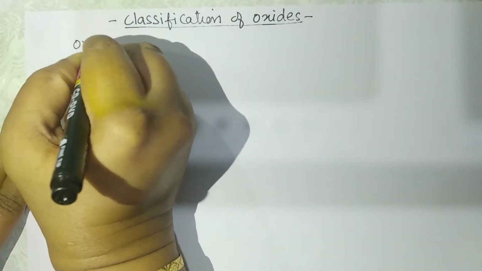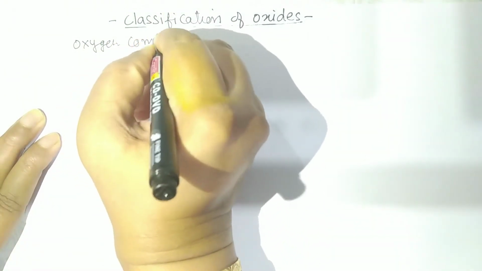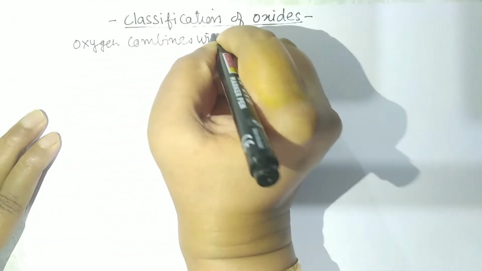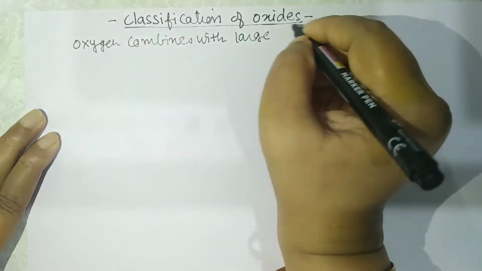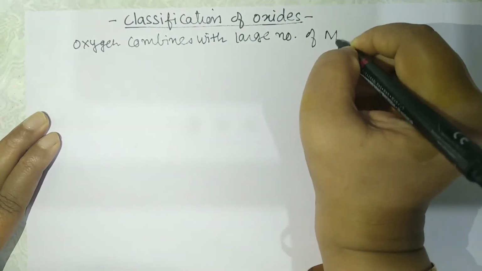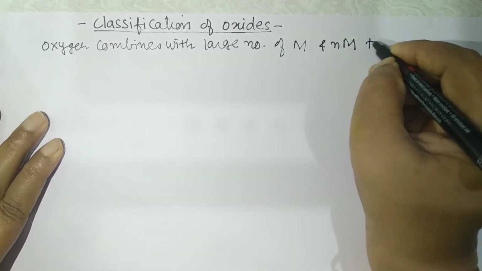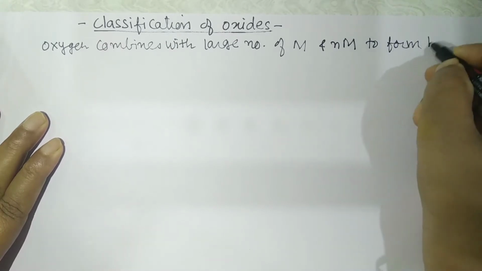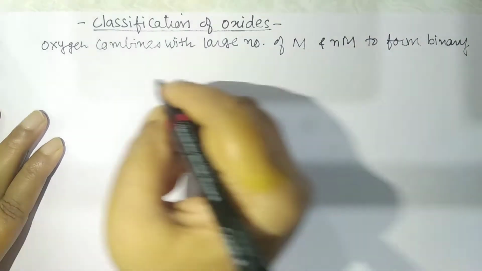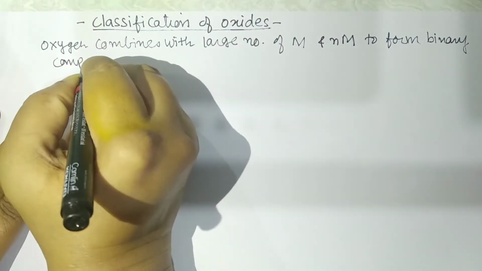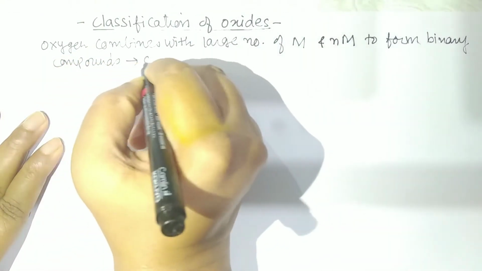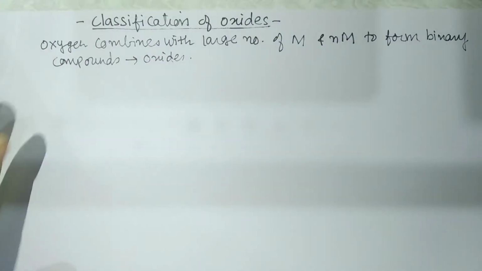Oxygen combines with a large number of metals and non-metals to form binary compounds called oxides. So the simple meaning here is when oxygen reacts with or combines with any metal or a non-metal, then its corresponding oxide is formed.